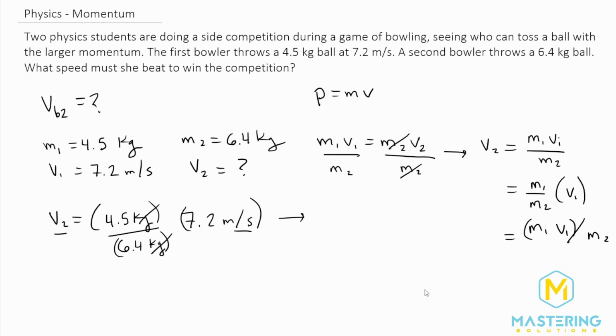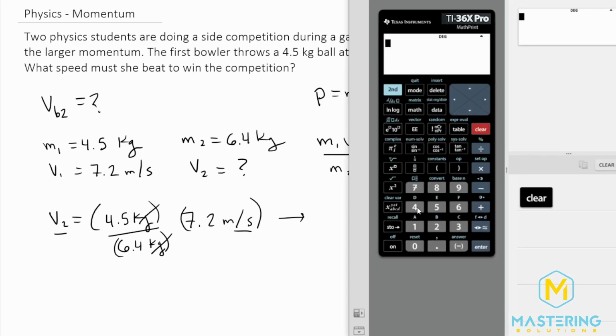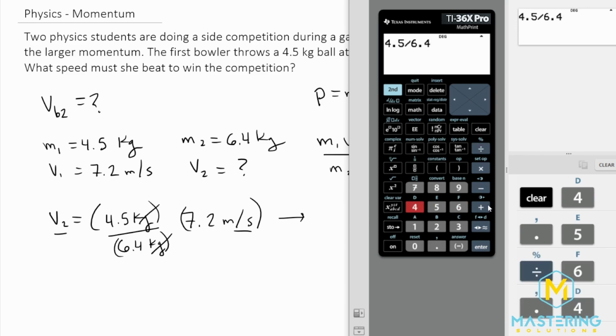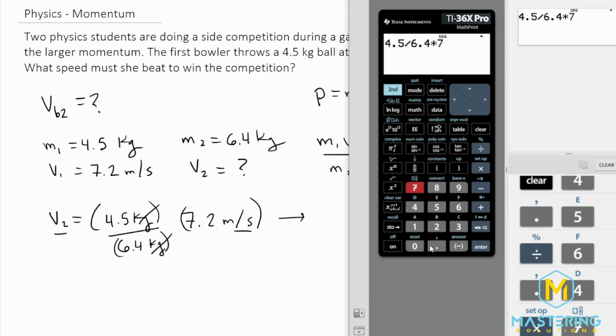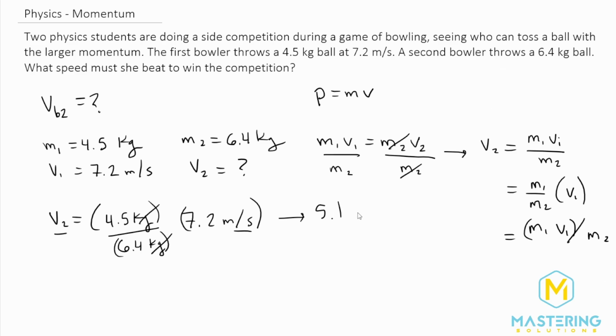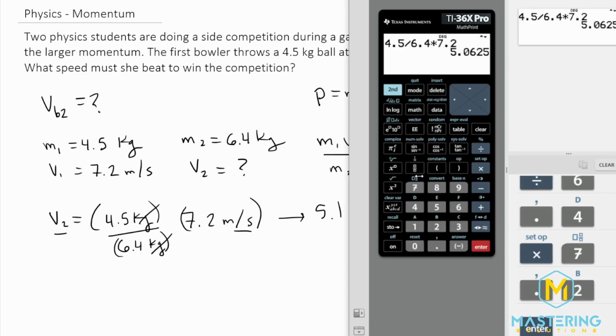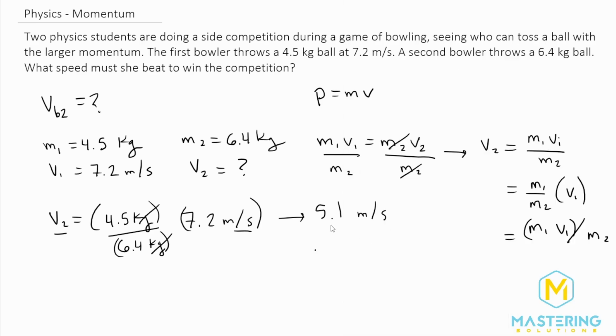So then when we calculate this out, we're going to have 4.5 divided by 6.4, and then we'll multiply that by the velocity, which was 7.2 meters per second, and we end up with 5.1 meters per second. Now, just to illustrate my point, if we take 4.5 and multiply that by 7.2, and then divide that by 6.4, we end up with the exact same answer. So the velocity that the second bowler has to hit is at least 5.1 meters per second to win the competition.